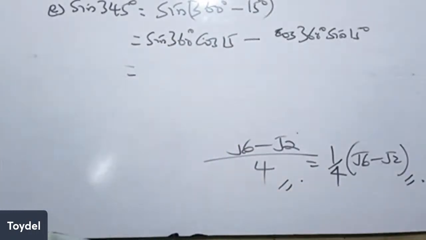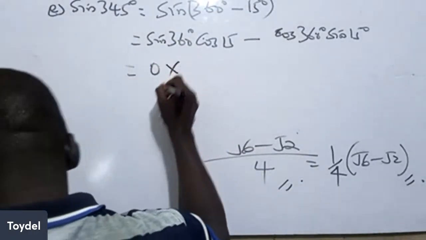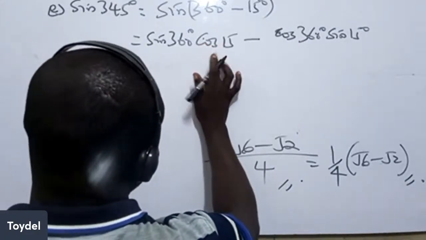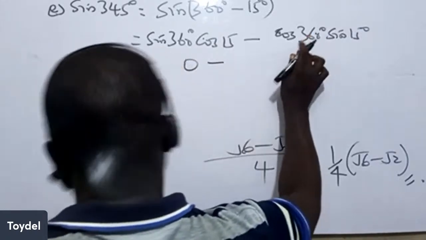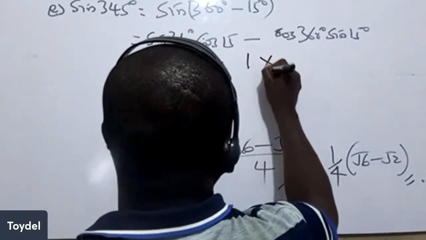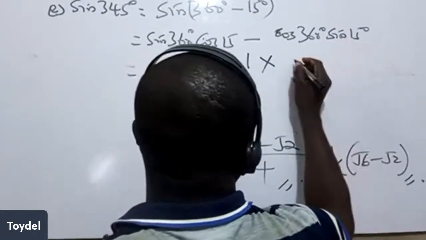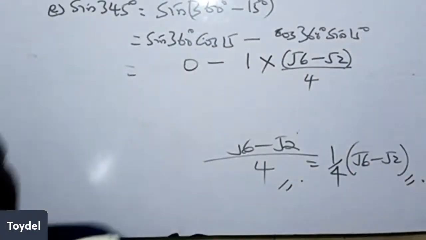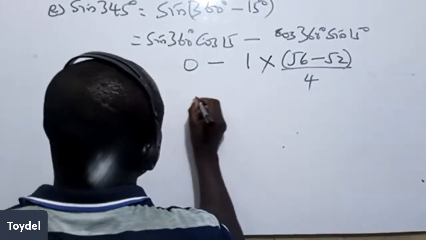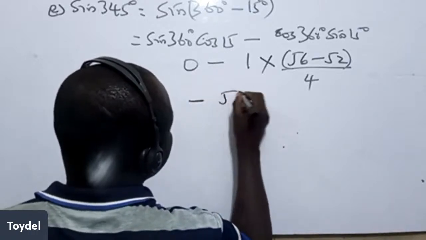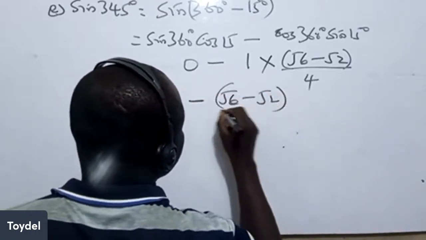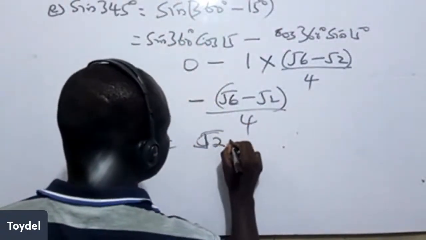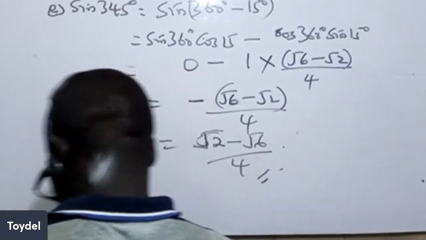So sine 360 is 0 multiplied by, since sine 360 is 0, irrespective of what cos 15 is, everything here will be 0, minus cos 360 is 1. I'm going to have 1 multiplied by, I've gotten the value of this to be root 6 minus root 2 all over 4. Then from there, I'm going to have minus root 6 minus root 2 all over 4. When I open up, I'm going to have square root of 2 minus square root of 6 all over 4. And that will be the answer.